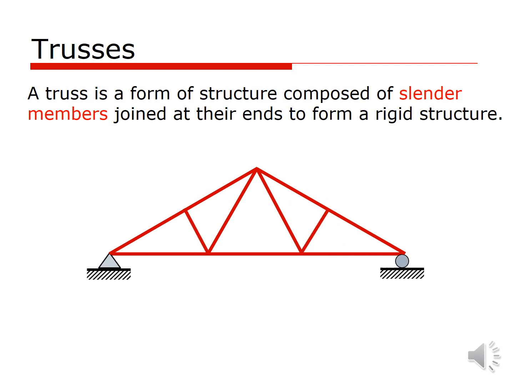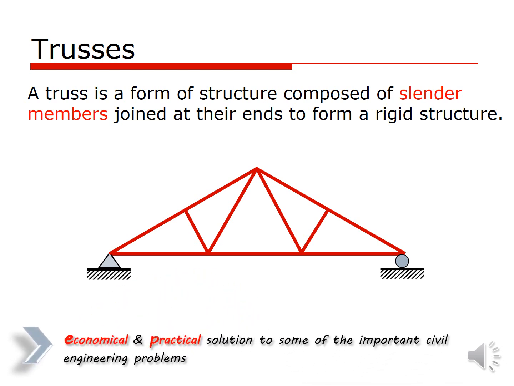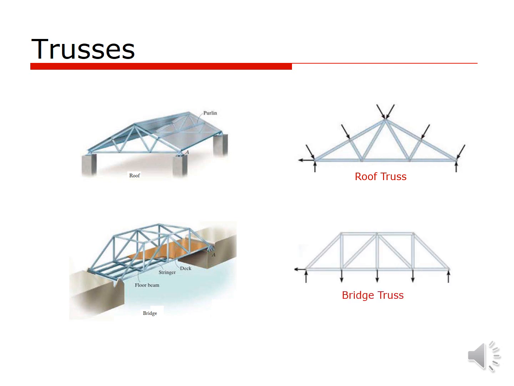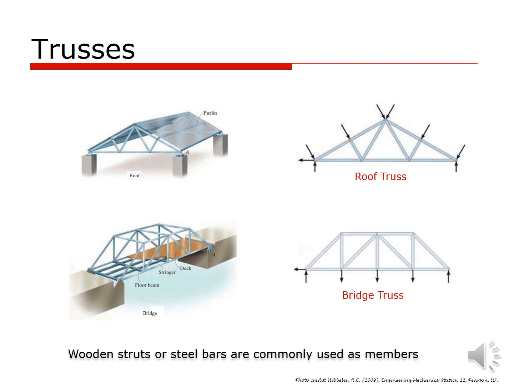A truss is a form of structure composed of slender members joined at their ends to form a rigid structure. It provides both economical and practical solutions to some of the important civil engineering problems. Trusses are commonly used to construct roof structures and bridges. Wooden struts or steel bars are commonly used as members of trusses.